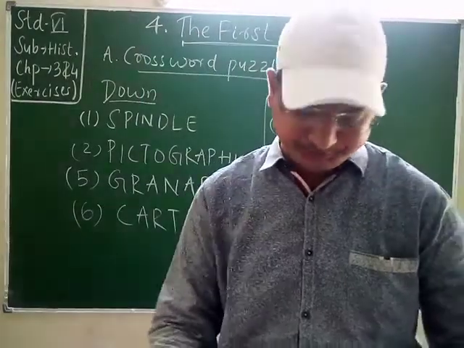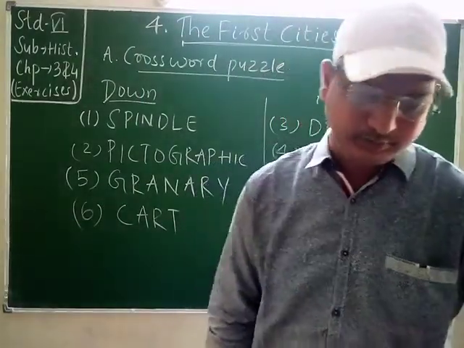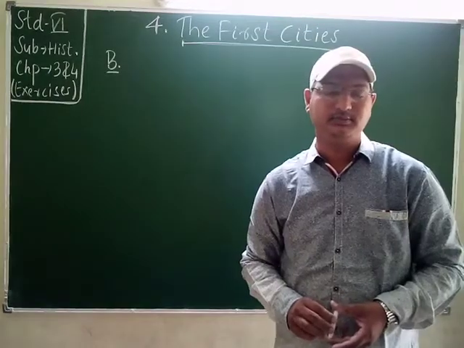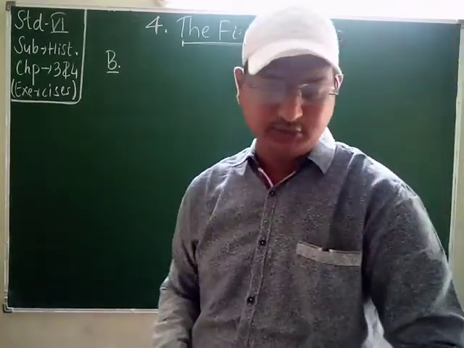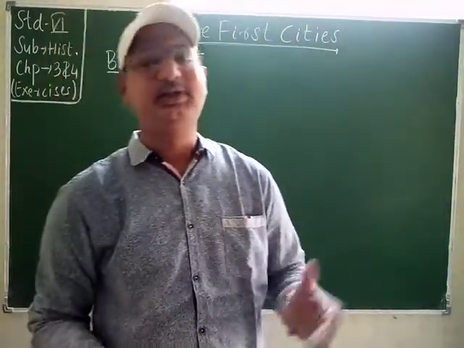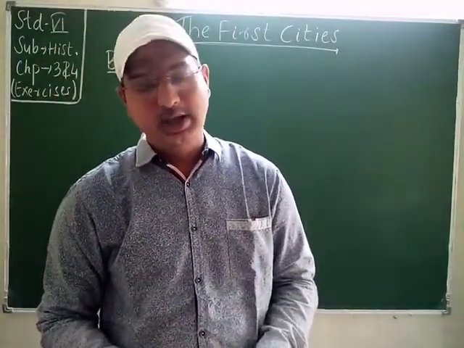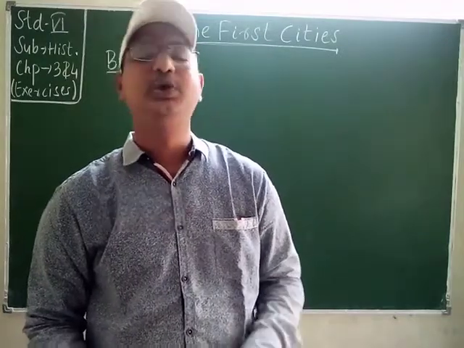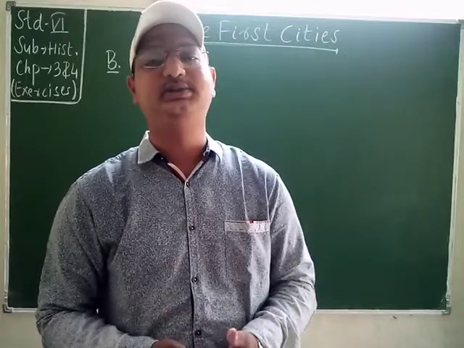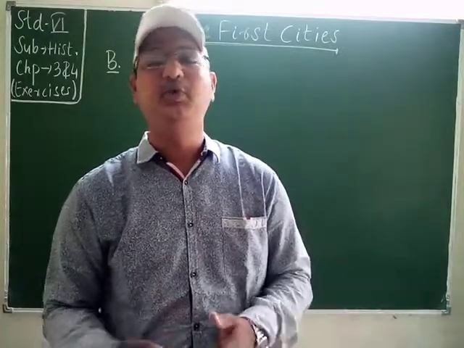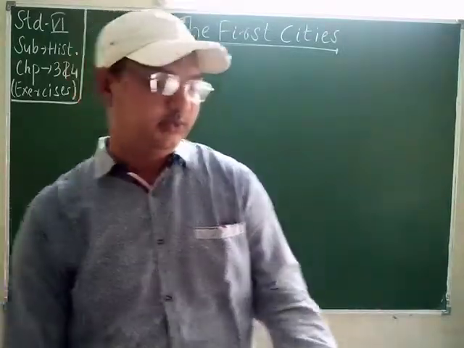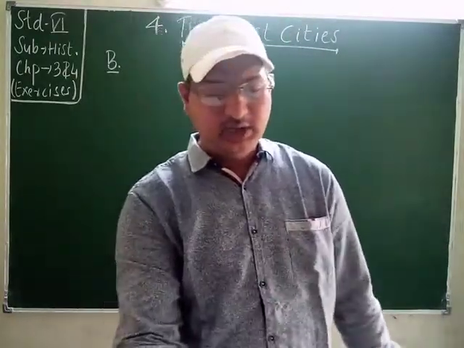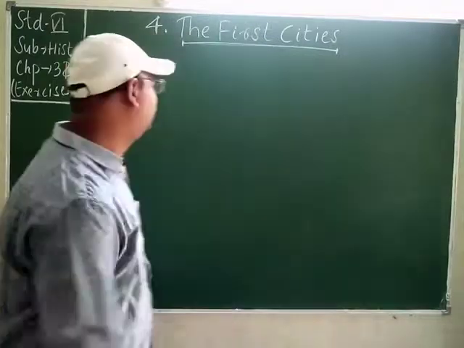Then we will move to the second one, unscrambling once again. Students, now we will come to question B. It is the same thing which we did in chapter number 3. Unscramble the following to form the names of cities belonging to the civilization. There are some words given in a jumbled way, and we have to form the right words. So students, the first one is AOTLHL. So it will be Lothal.